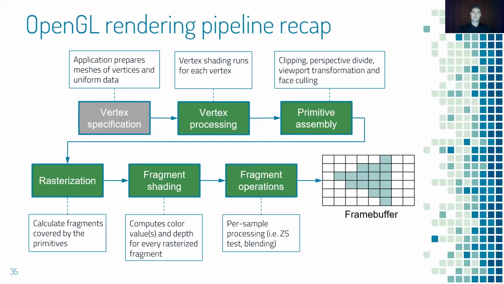Fragment operations run per sample, like depth and stencil tests and blending. And finally, the color, depth and stencil data are written into the frame buffer. I've omitted a few parts of the pipeline. There is also compute shading, which is kind of an isolated stage that is not part of the graphics part of the API, OpenGL. It runs compute shaders, and I also omitted tessellation and geometry shading, but what I showed you is the core of the OpenGL rendering pipeline.